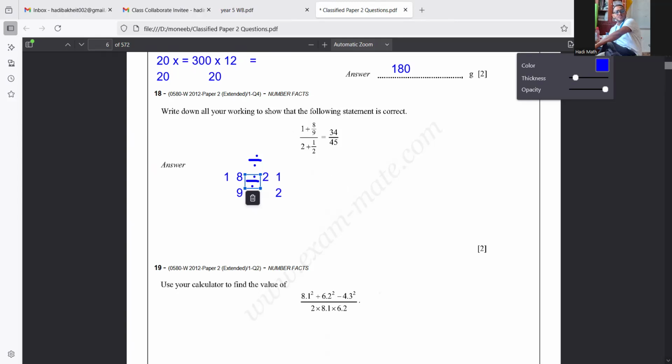Change them to fractions. 1 multiply 9 is equal to 9 plus 8 is equal to 17. It is 17 over 9, divided by 2 multiply 1 is 2 plus 1 is 5. It is 5 over 2.